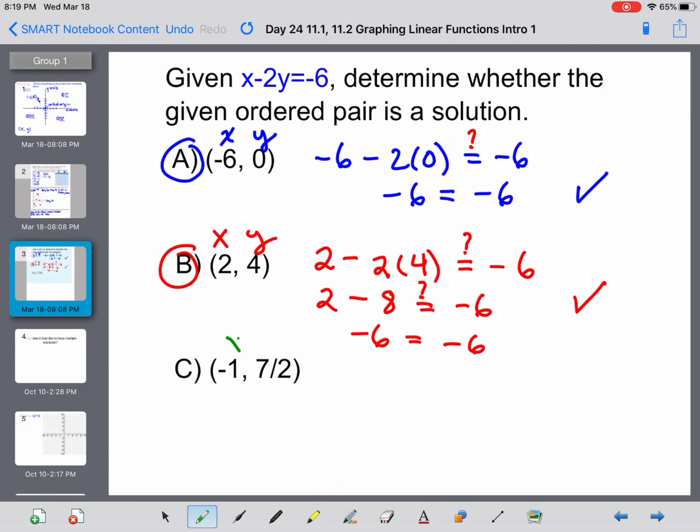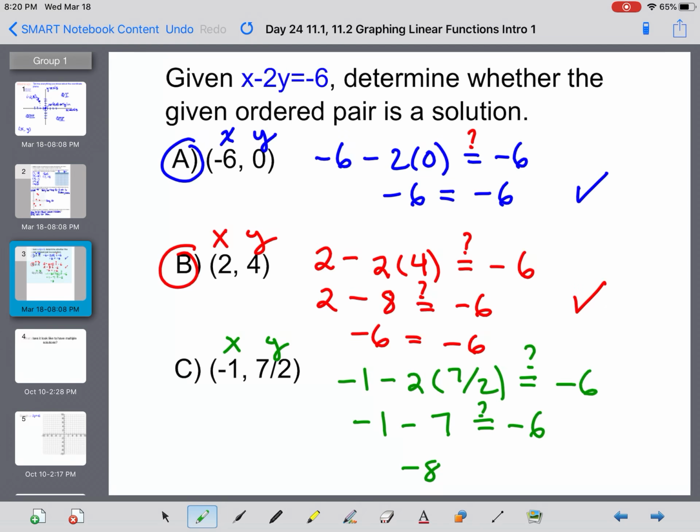Now let's try C. So I'm going to plug in -1 for my x-coordinate, and I'm going to plug in 7/2 for my y-coordinate. So is -1 minus 2 times 7/2 equal to -6? And let's see what happens. 2 times 7/2, well, 2 divided by 2 is 1, 1 times 7 is 7. So this is really going to turn into -1 minus 7. Is that equal to -6? And it's not, because -1 minus 7 is -8, and -8 is not equal to -6. So that means we actually had two solutions for this particular equation. So that's kind of weird.